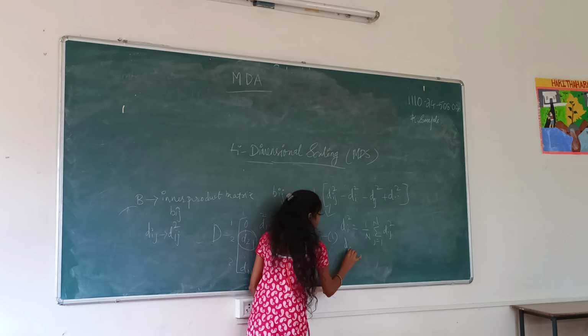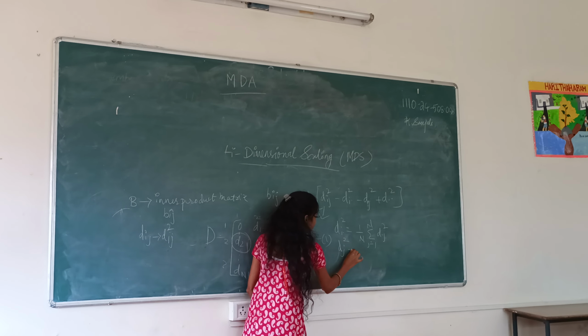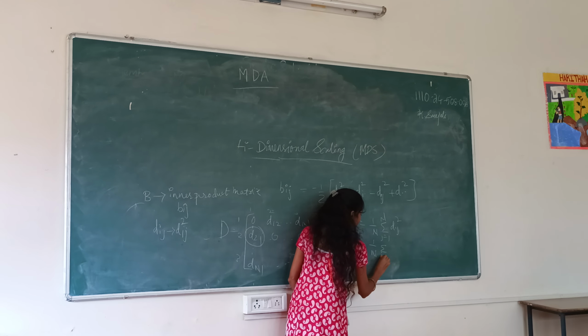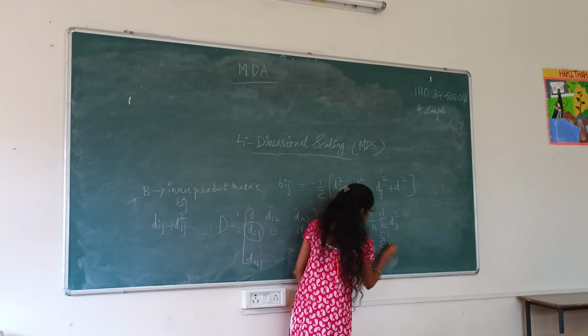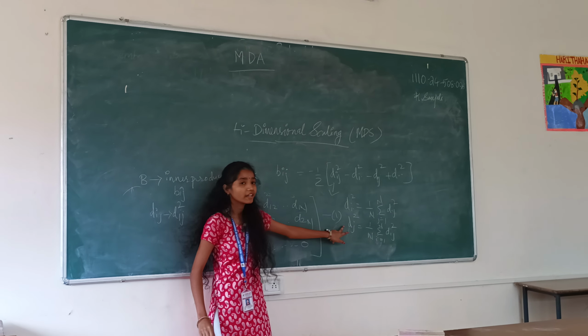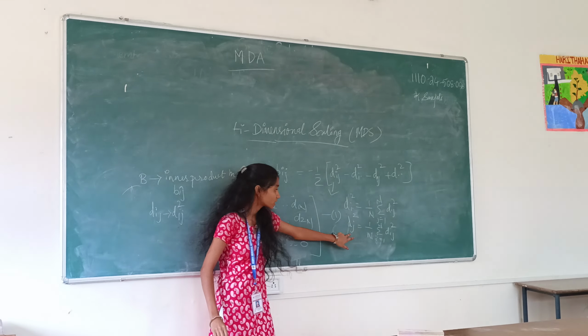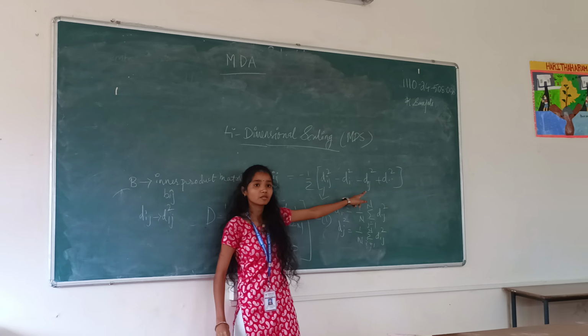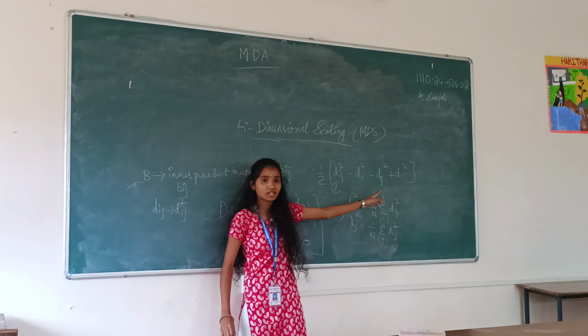And D dot j square is 1 by n summation i equals 1 to n of Dij square. This is the mean square distance from object j to all other objects. And D dot dot square is the grand mean of the squared distances.